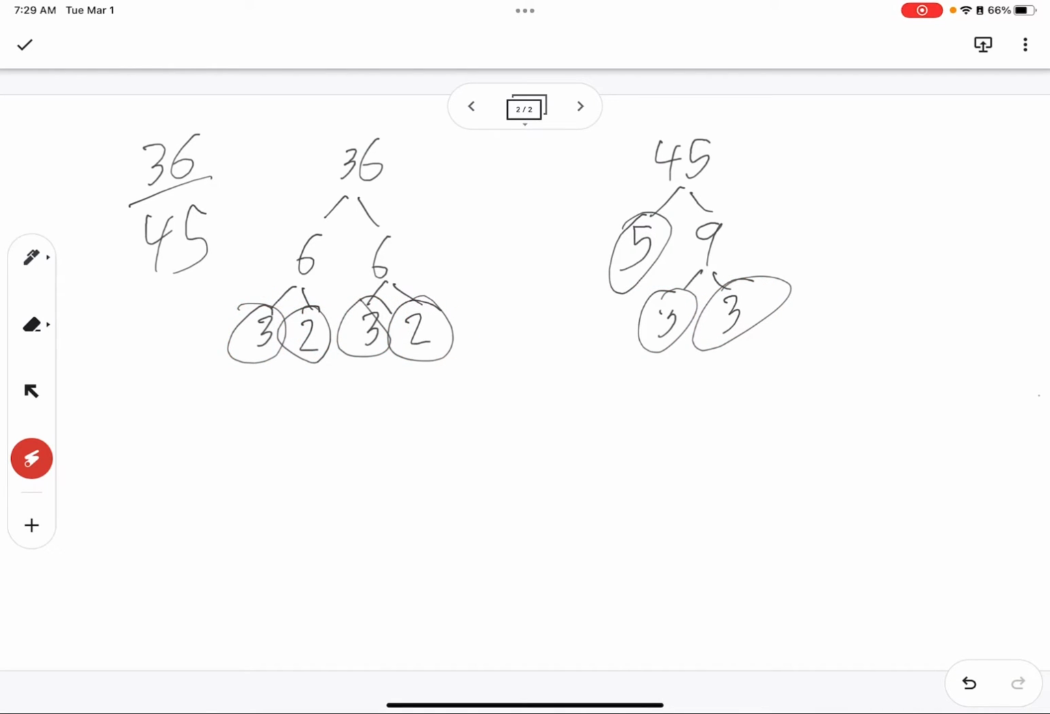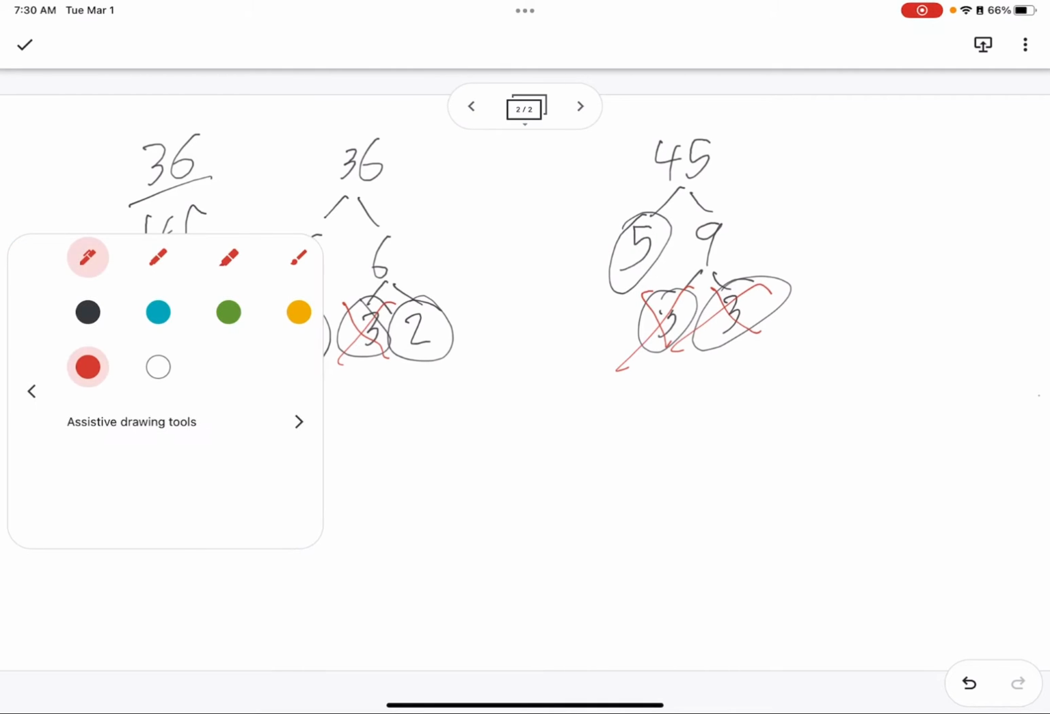Okay? So let's look at what numbers are common. I've got a 3 here and a 3 here. So I can cross out 1 3 here and 1 3 here. Now I look at the 2. There are no 2's over here, so I can't cross out any 2. I've got 1 more 3, and I have another 3 here that I haven't crossed out yet, so I can cross out those 2 3's. Okay? And now there's a 5 here, but no 5 here. So I've crossed out as much as I possibly can.